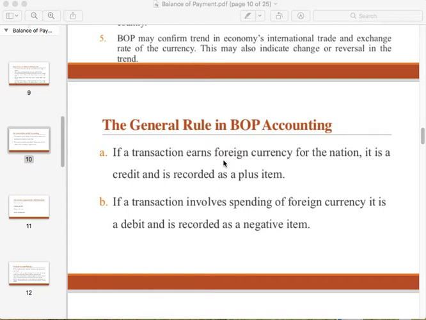Whenever money comes into our account, it is known as credited. The amount is credited into our account. When the money goes out of our account, the money is debited from our account. So a plus item is credited, a negative item is debited.